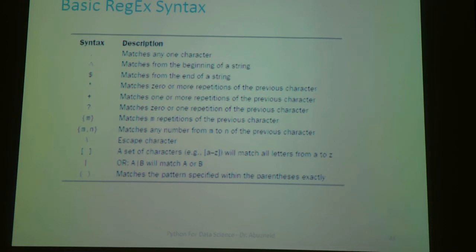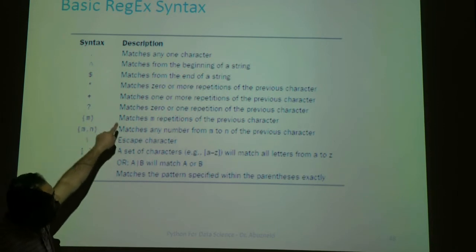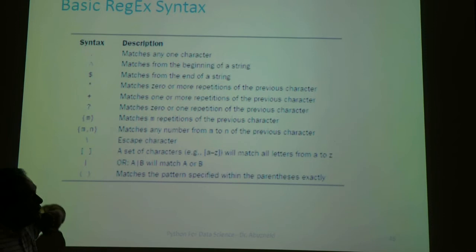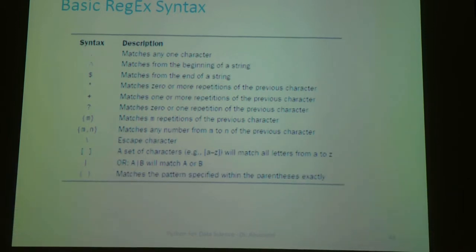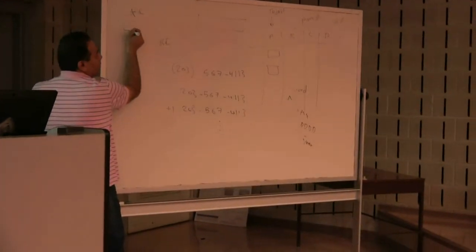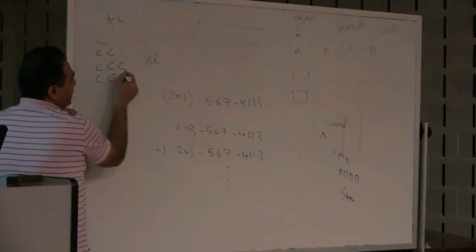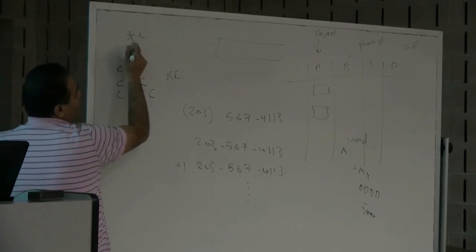So for example, the dot means match any one character. If you need to match one character, it's the dot. The caret matches from the beginning of the line. So if you need to match a word from the beginning of a line, you have to put the caret. The dollar sign matches from the end of the string. Then the asterisk matches 0 or more repetitions of the previous character. So for example, if I say C followed by an asterisk, what is it going to match? Zero or more C's: C, C, C, C, starting from zero.